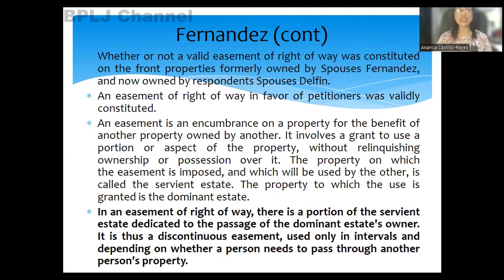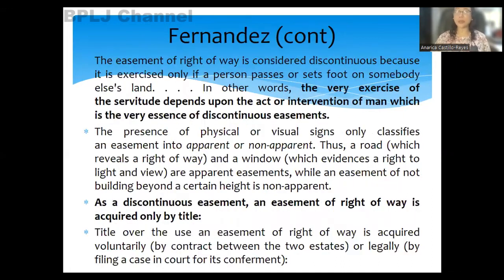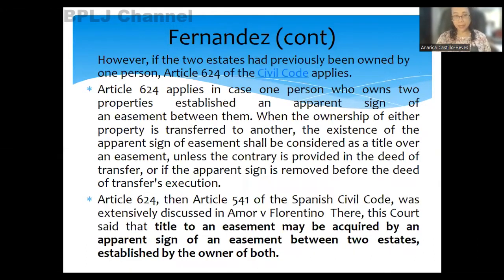Okay. Now, in an easement of right of way, there is a portion, the servient estate, dedicated to the passage of the dominant estate's owner. It is thus a discontinuous easement used only in intervals and depending on whether a person needs to pass through another person's property. The very exercise of the servitude depends upon the acts or intervention of man, which is the very essence of discontinuous easement. As a discontinuous easement, an easement of right of way is acquired only by title.